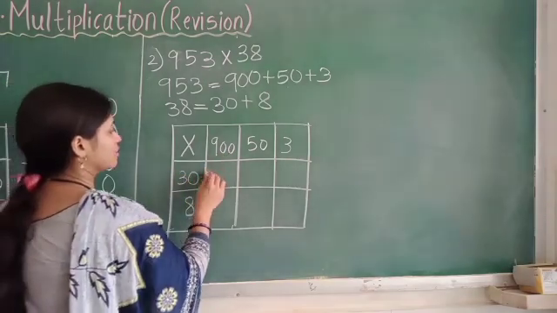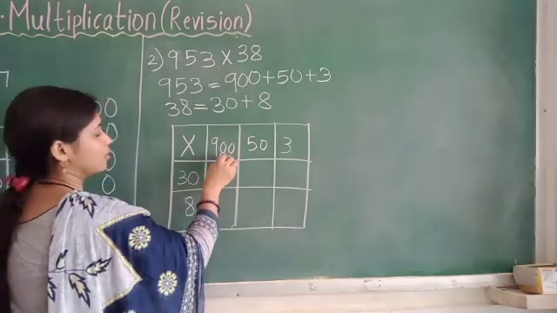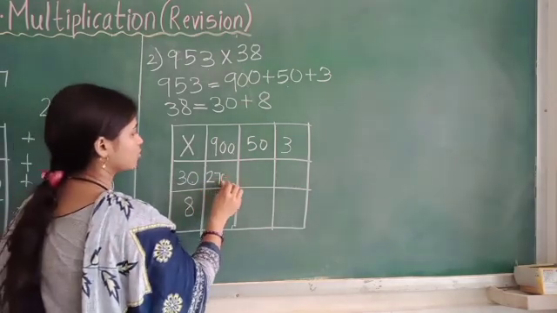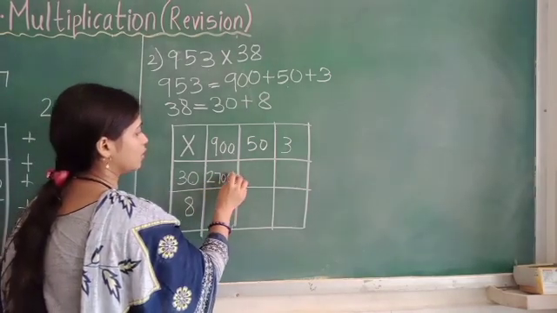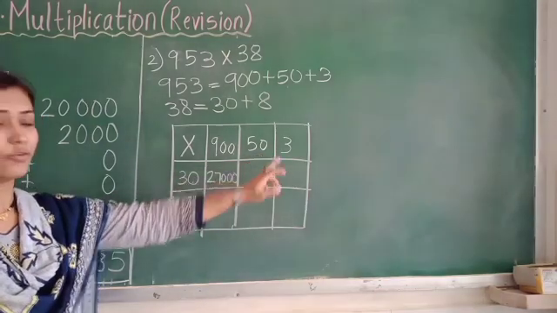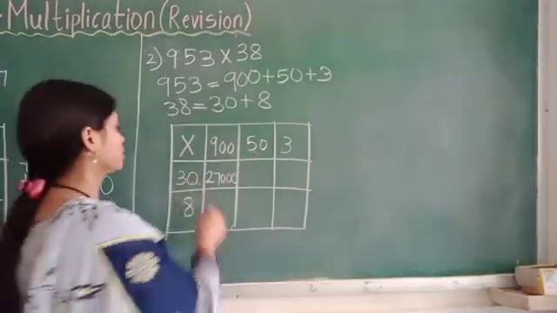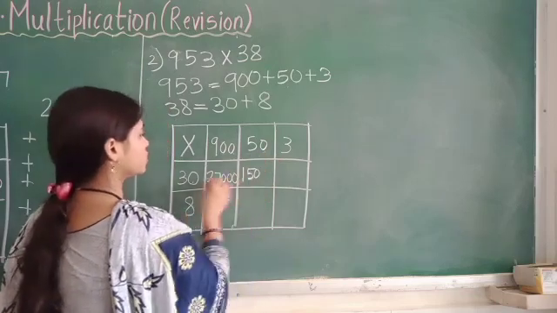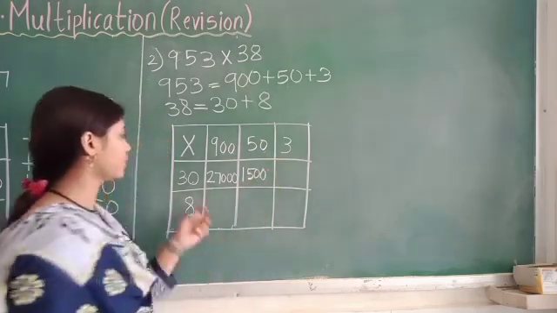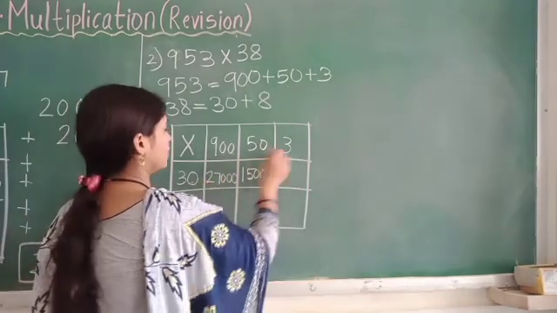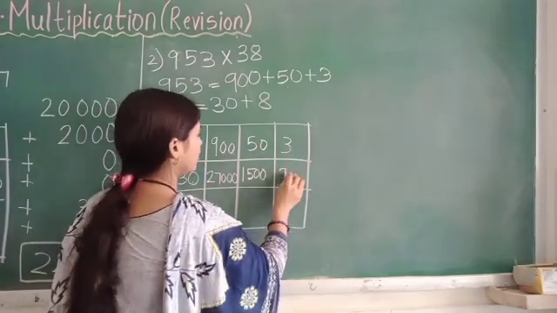Now we will multiply 30 by 900 first. 3 nines is 27, 2 zeros of 900 and 1 zero of 30. So how many zeros total? 3 zeros. Now we will multiply 30 by 50. 3 fives is 15, 1 zero of 50 and 1 zero of 30. Now 30 will be multiplied by 3. 30 multiplied by 3 is how much? 90.